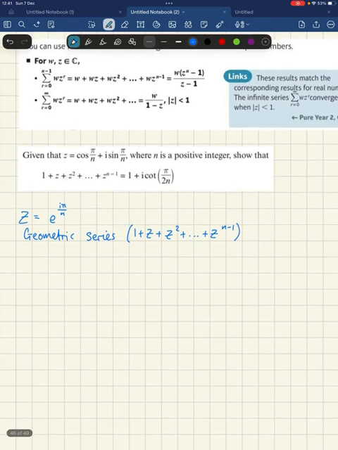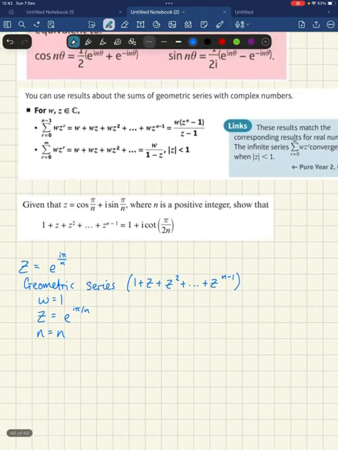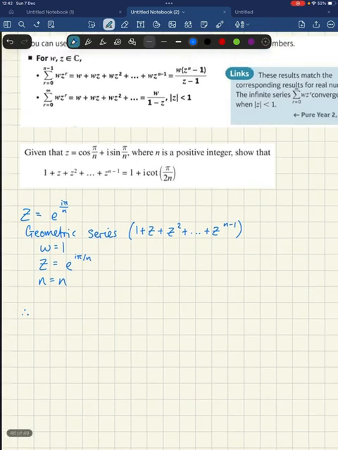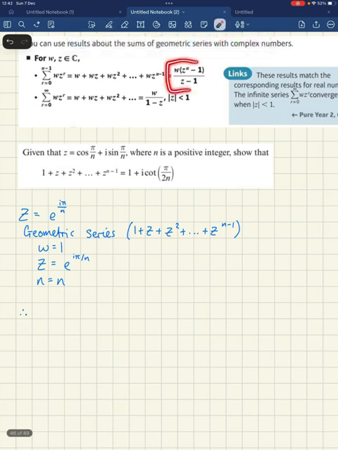So we know that the first term, which is in this case w, is going to be 1. Your z is e to the i pi by n, and then your n is the number of terms, which is just n, because we had a dot dot dot, so we don't know how many terms there are. So therefore our sum is equal to w times z to the n minus 1 over z minus 1.